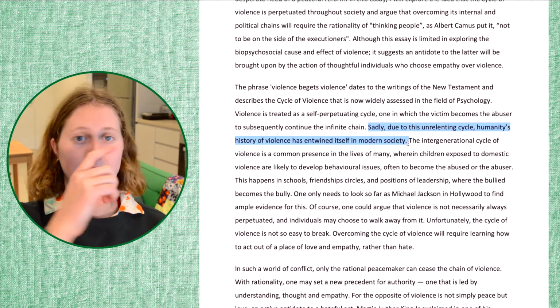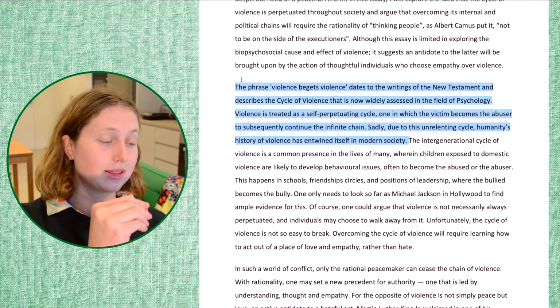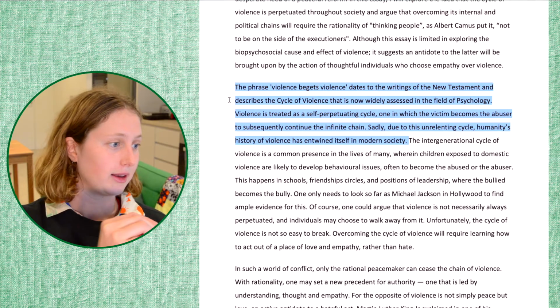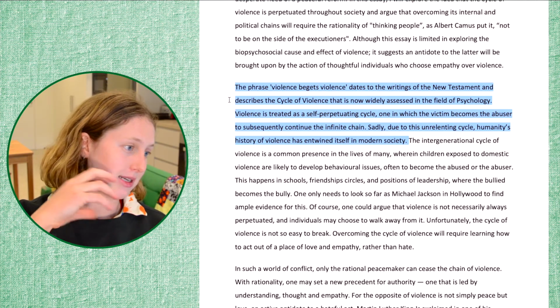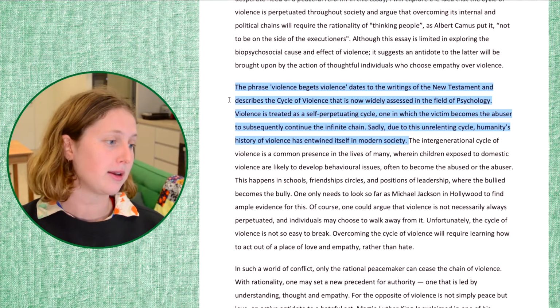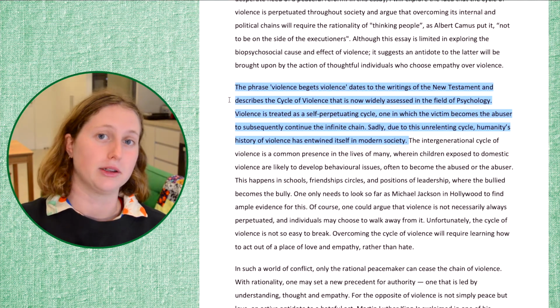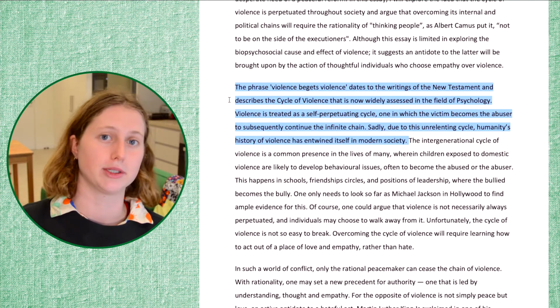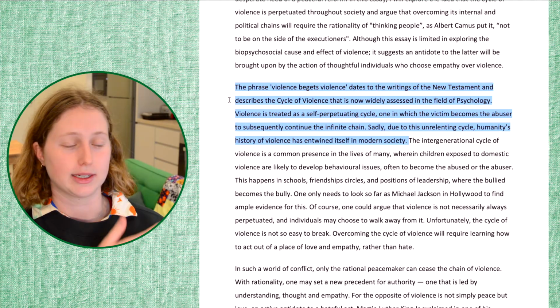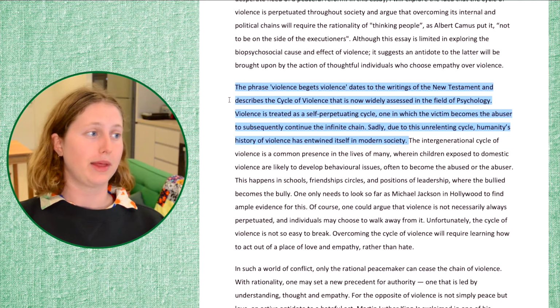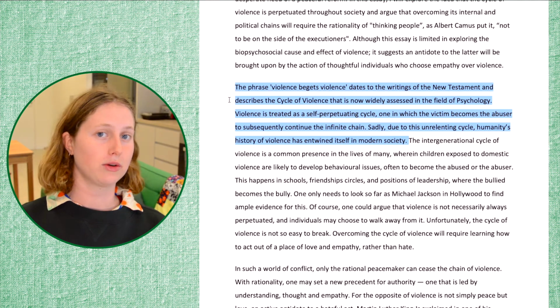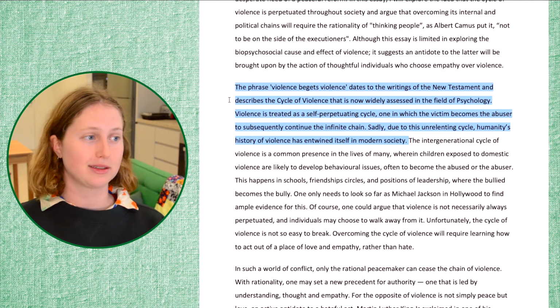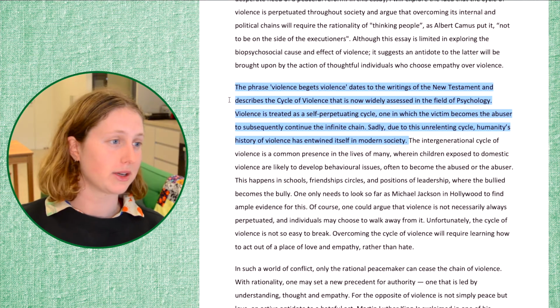I probably could have tied that into just one sentence and made that my topic sentence, just saying that violence begets violence is an idea that dates back to the New Testament. It explains the cycle of violence that we see in psychology today, and it has entwined itself in modern society. Three points in one sentence, bang, bang, bang. That might have been more succinct. I've kind of taken the long route and explained it in three sentences, which is fine, but I probably could have cut it down a little bit.